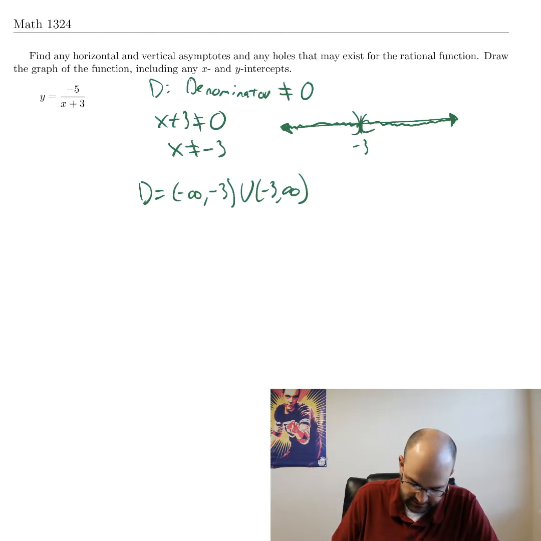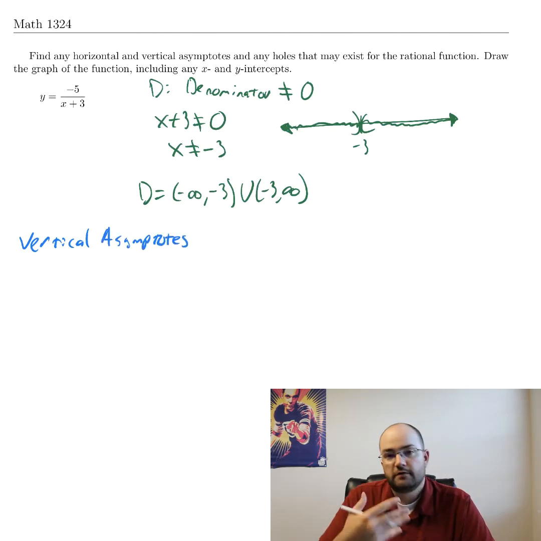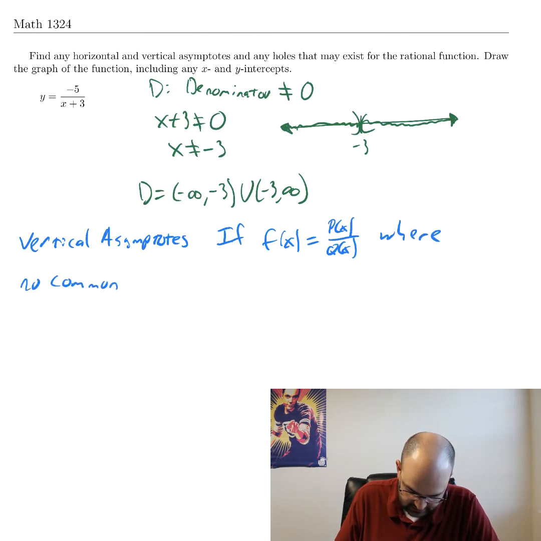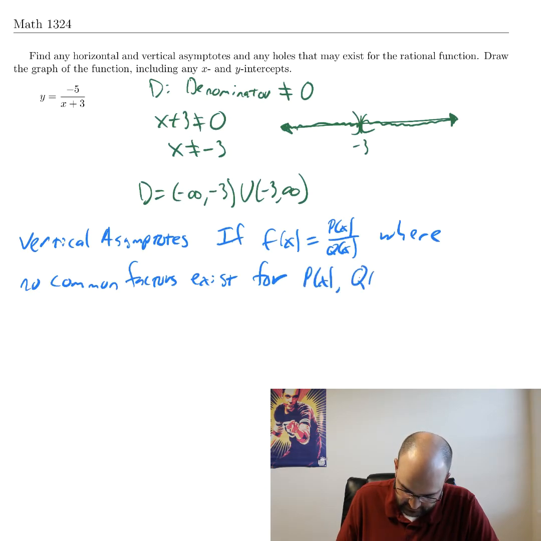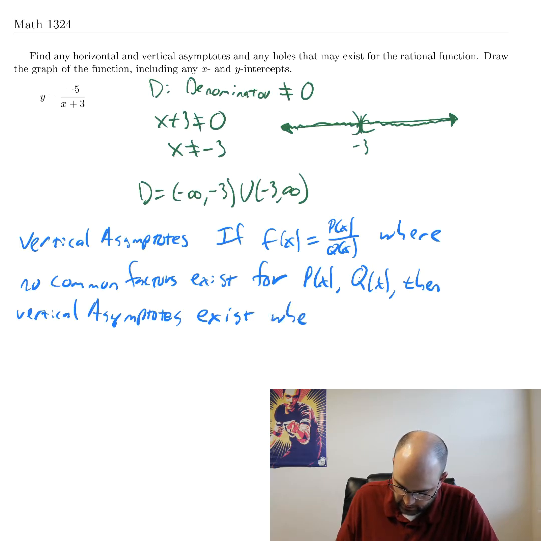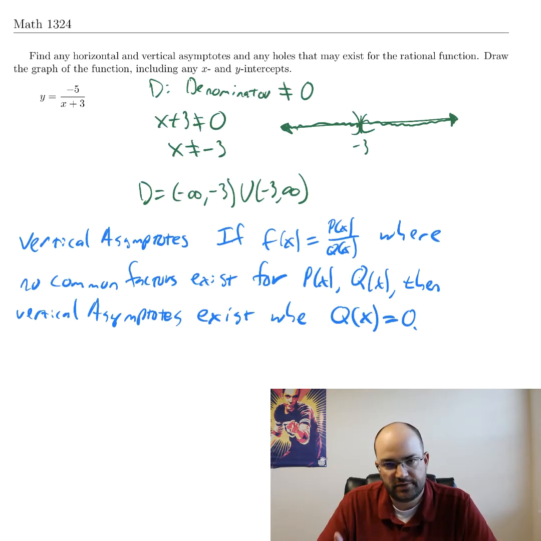So let's talk about vertical asymptotes. For vertical asymptotes, if f of x equals p of x over q of x, where no common factors exist for p of x and q of x, then vertical asymptotes exist where q of x is equal to 0. In other words, where the denominator is equal to 0.